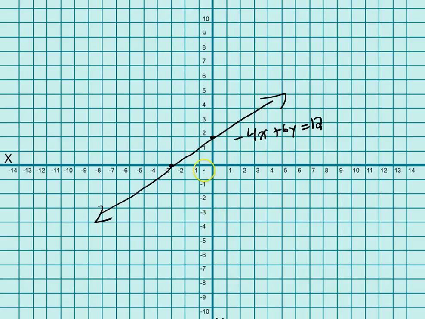Alright, so this should be your graph. We found our x-intercept to be negative 3 when I set negative 4x equals 12. My y-intercept should be positive 2 when I set 6y equal to 12. Then we graphed our line and then labeled it. So that's graphing our linear equations.